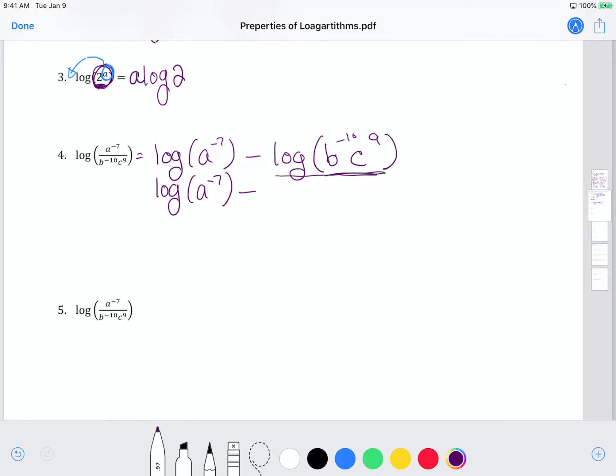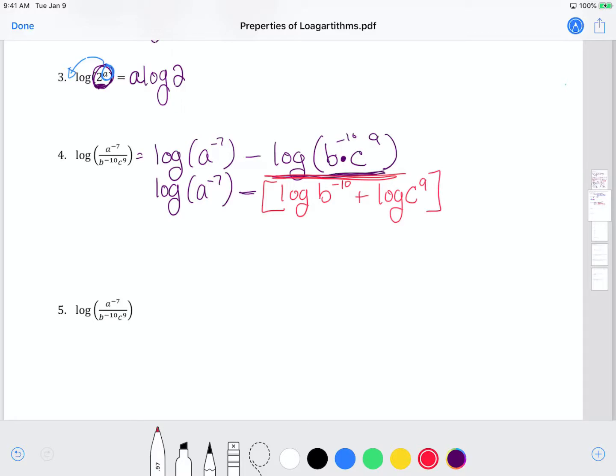Now, this expression here is going to be rewritten as a sum because I have a product here. And I'm going to split up that b to the negative 10 and that c to the 9. However, this is where students tend to make a mistake because they're rushing through. I'm subtracting this entire expression, but this entire expression is going to be equivalent to log b to the negative 10 plus log c to the 9th.